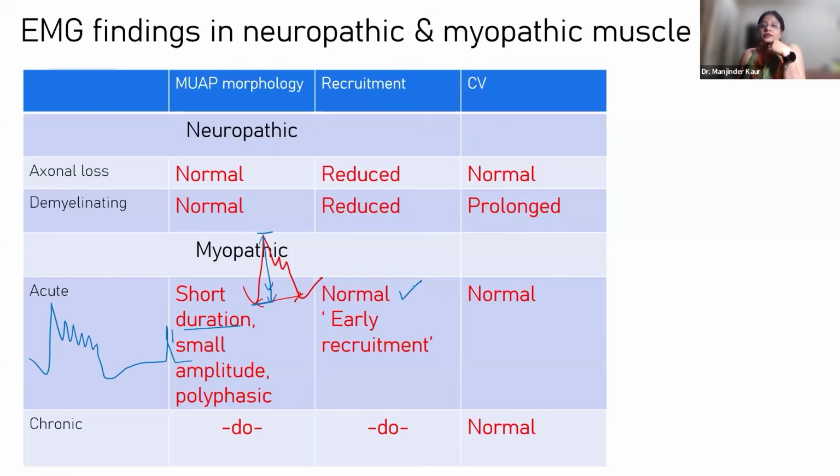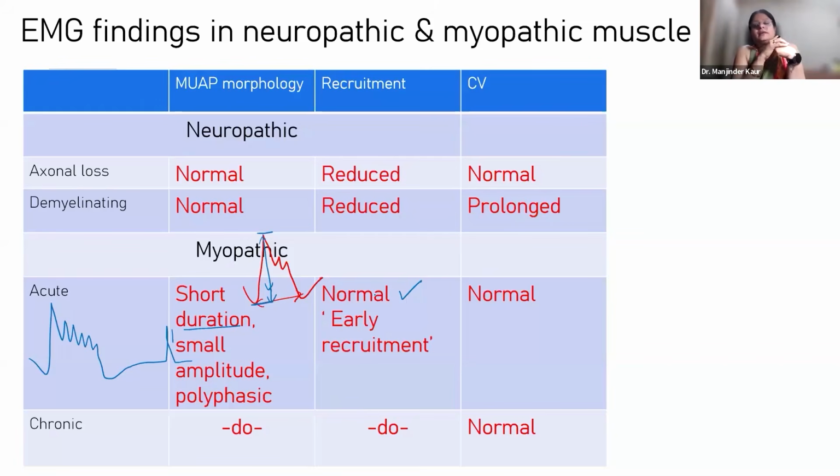Here, the recruitment is normal. Isn't it amazing that the number of muscle fibers which are contracting are less, but the recruitment remains normal? So what happens here is that when the nerve stimulates, there are fewer soldiers at the front. Less number of muscle fibers are there. So in an attempt to perform better, more motor units get recruited at the same time. That is why it is termed early recruitment. So apparently it appears that the recruitment is normal in the early myopathic diseases.